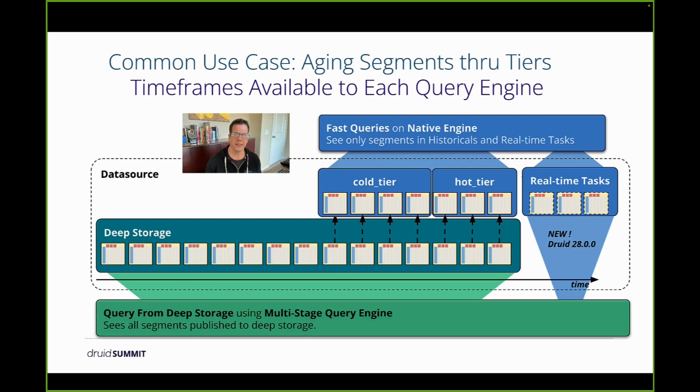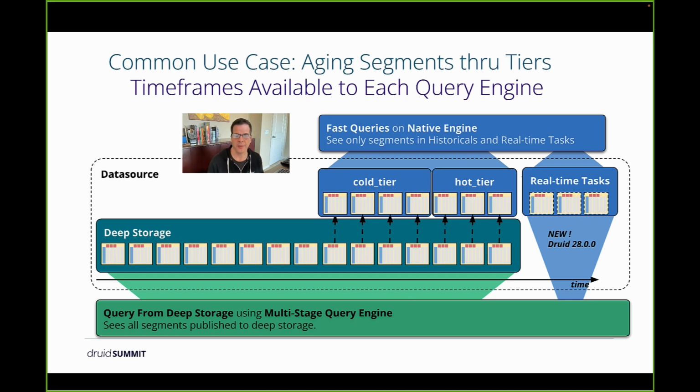So with that, we'll set up the cold tier, the hot tier, and the real-time task will cover a year's worth of data. And the native engine will have access to all of those. The native engine only queries historicals and real-time tasks. So anything that's not cached in the historicals is not visible to the native engine. So you define the time frame for which you want fast queries and you cache all of those segments.